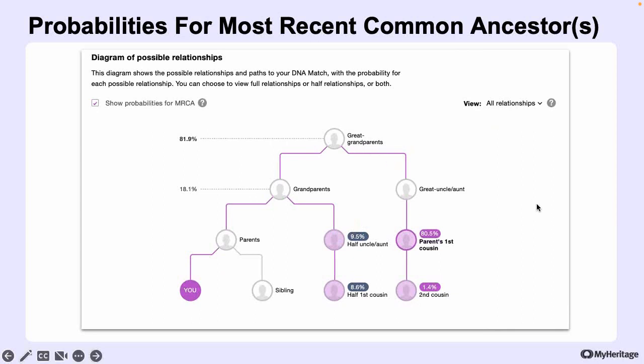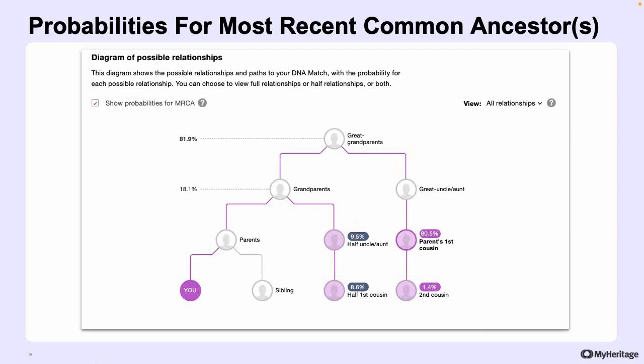So going back to our research questions, it sometimes interests us to know through whom we are related to this person. Sometimes it doesn't matter on which generation. Sometimes we want to focus on this part. In that case, once you click on the checkbox of show probabilities for MRCA, we show you the overall probability that you and this DNA match share one of these specific most recent common ancestors. The most recent common ancestor is the closest shared ancestor of you and your DNA match.